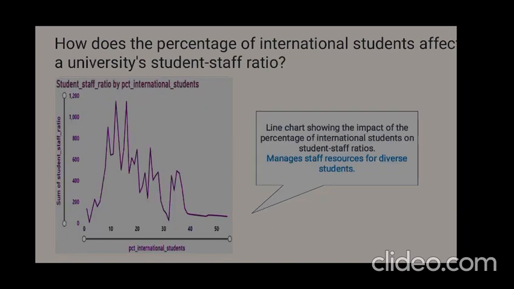Now, the next question is: how does the percentage of international students affect a university student staff ratio? For this question, again, I use a line chart. The line chart showing the impact of the percentage of international students on student staff ratio. Manage staff resources for diverse students.